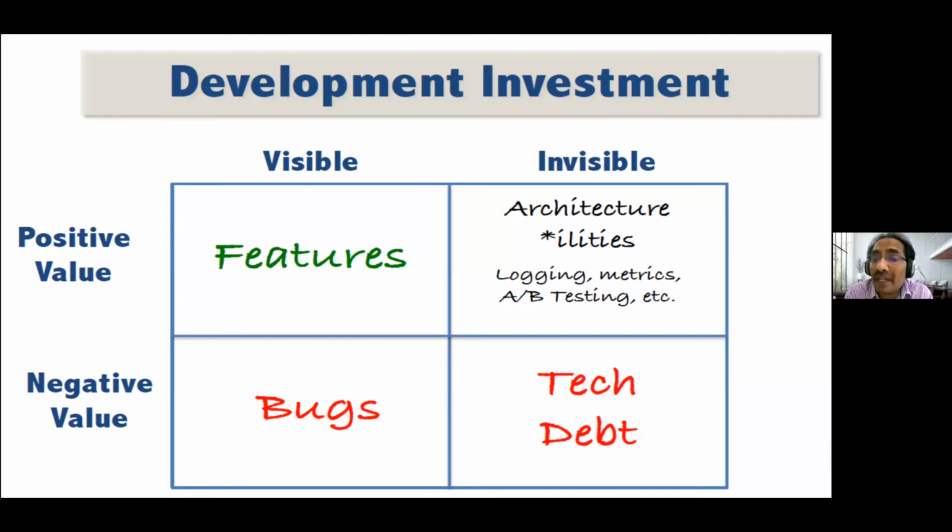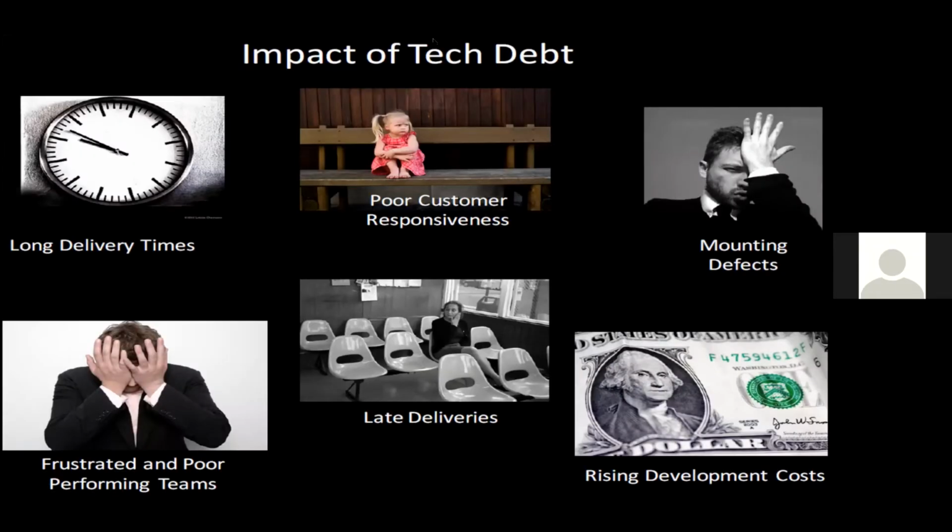And some of them are invisible. They're important and have positive value, like architecture, logging, metrics, and testing, which we should take care of. And then finally we come to technical debt, where people keep patching because it is a shortcut approach. So let us see the impact of technical debt in all the places.